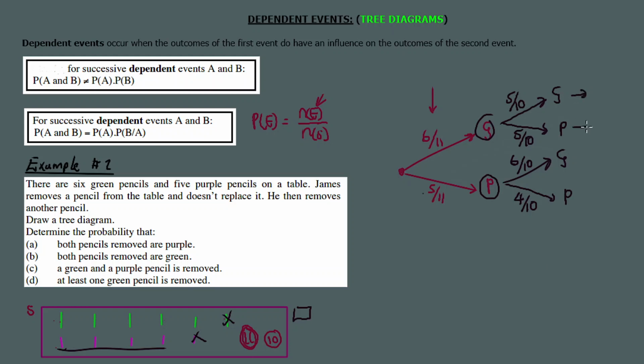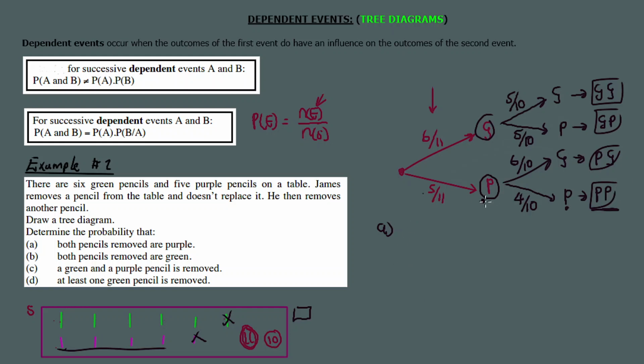Then you need to show your branches: green, green, green, purple, purple, green, purple, purple. These are your outcomes. So for the first question, determine the probability that both pencils removed are purple. So first row purple, second row purple. Both pencils drawn are purple.